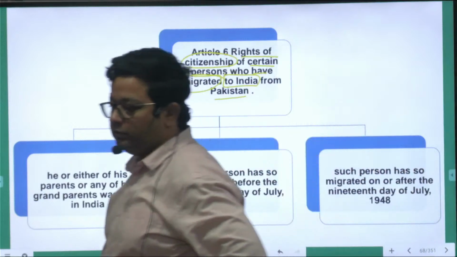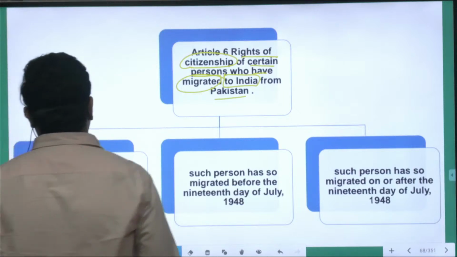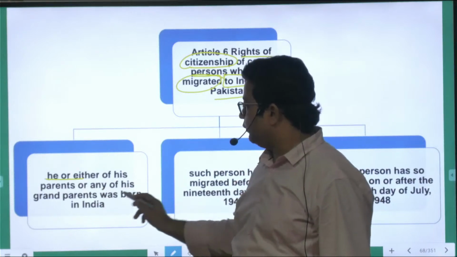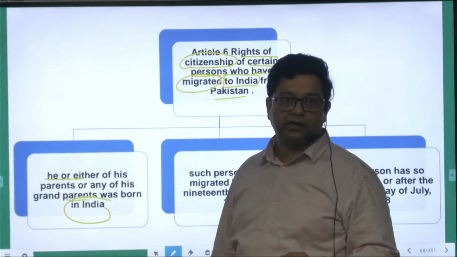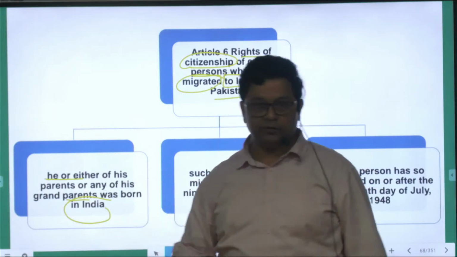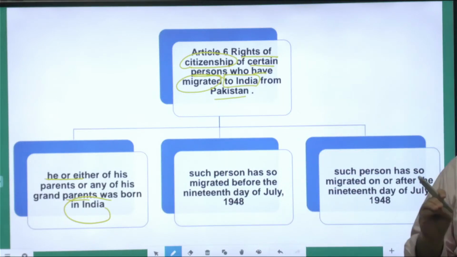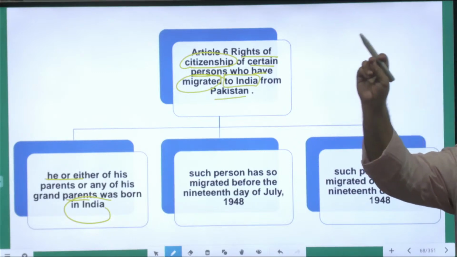So if any person has migrated to India from Pakistan, the conditions of citizenship are dealt with under Article 6. Now it says he, or either of his parents, or any of his grandparents was born in India. So that condition must be met: either he himself, or either of his parents, or his grandparents were born in India. Which India? Government of India Act 1935, our India.